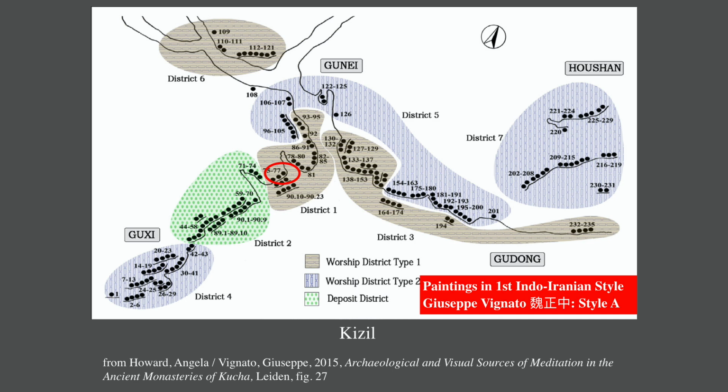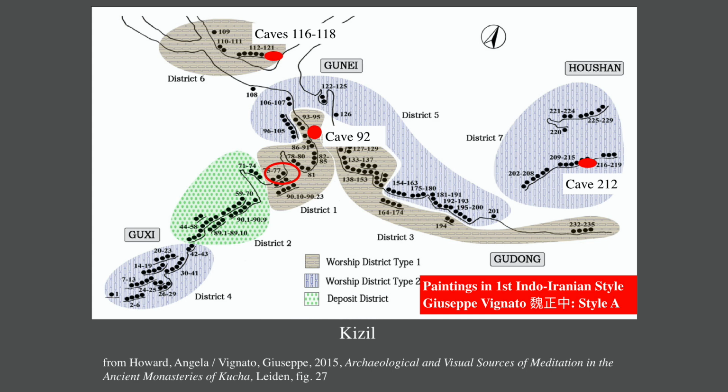The point is, however, that we also have three places in the area of Kizil, which is the biggest of all sites in Kucha: one on the far west, one on the far north, and also this one, cave 92. We'll come to that right now. In these places we have the oldest paintings, which in my opinion are not necessarily later than this 76-77, which Vignato considers to be the oldest.